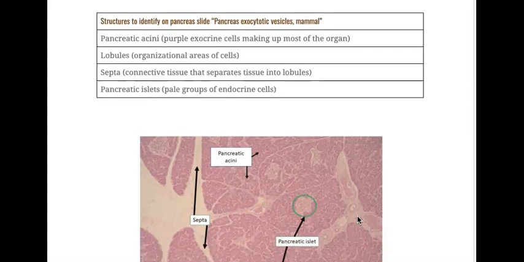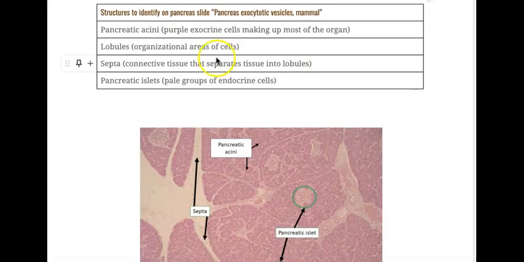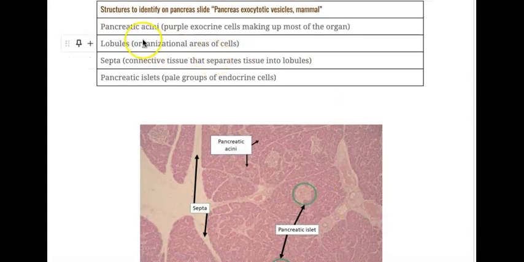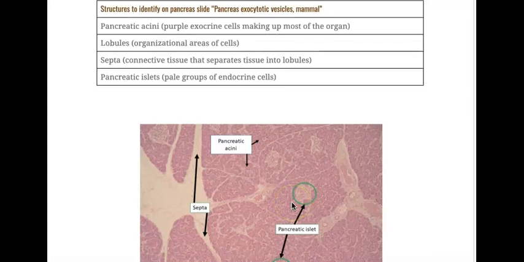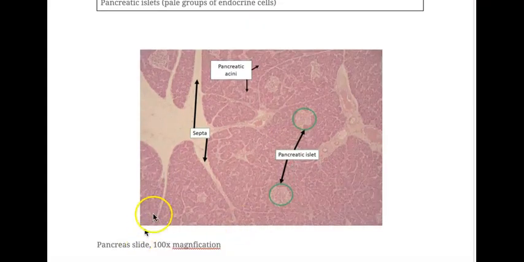All right. And then next slide is of the pancreas. We'll have pancreatic acini, lobules, septa, and then islets. So at this zoomed out image, any of these large white spaces like this, that's a septa. So think of a septum like in your nose. It's what's separating your two nostrils. It's similar to that. You'll have this sort of connective tissue that's dividing the pancreas into lobes.